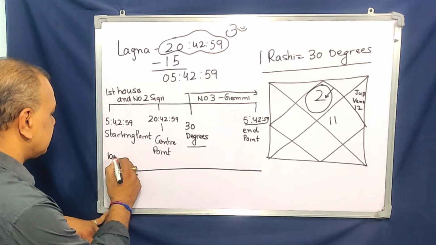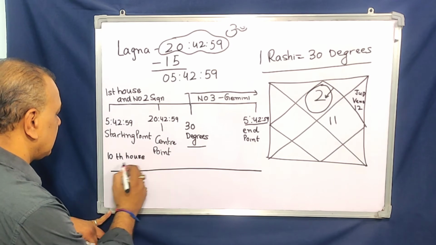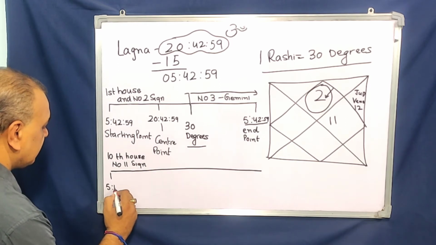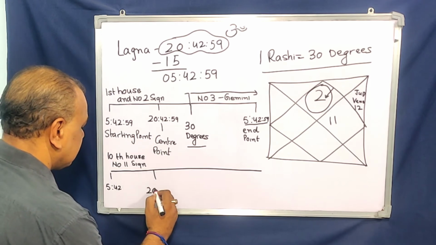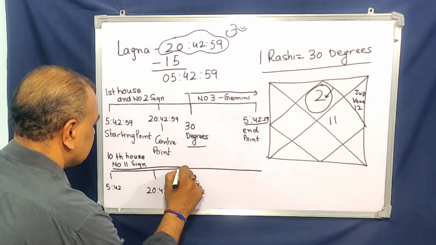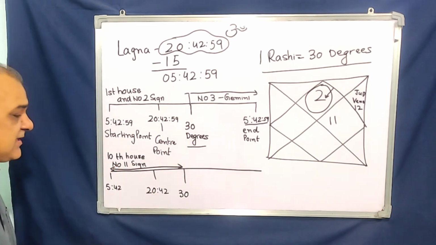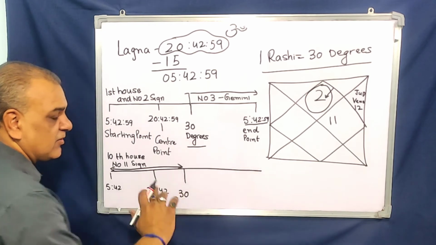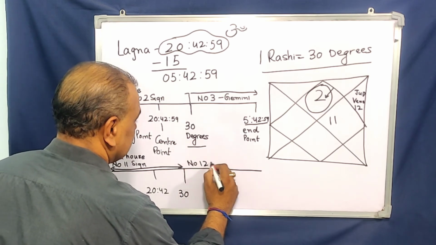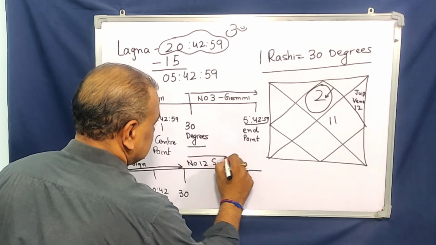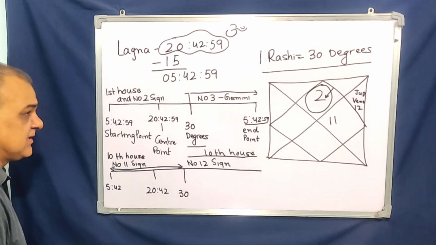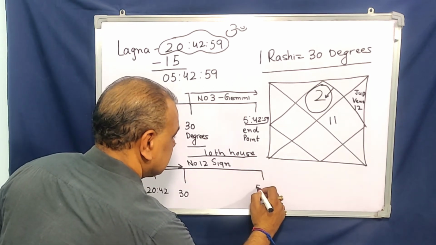So I'll explain this with an example. So let's write here 10th house, number 11 sign. So this is the starting point 5 42, this is the center point 20 42, and this is the end of number 11 sign. Still here it is number 11 sign, 10th house, but the 10th house still continues, and here it starts number 12 sign, but still it is 10th house. So this you have to always keep in mind.